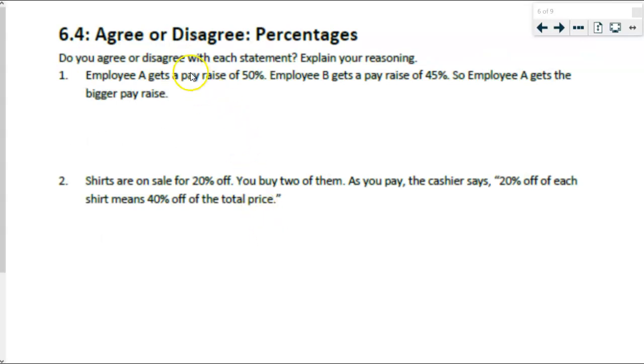Okay, let's go on. Agree or disagree. Do you agree or disagree with each statement? And then you'll explain your reasoning. Employee A gets a pay raise of 50%. Employee B gets a pay raise of 45%. So, employee A gets the bigger pay raise. Discuss with your groups. We'll move on to 2 in a second. Discuss just number 1 with your groups right now. Then we'll come back and talk together. Do you agree or disagree with this?